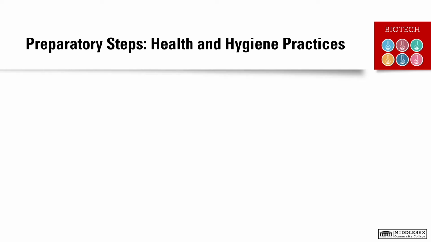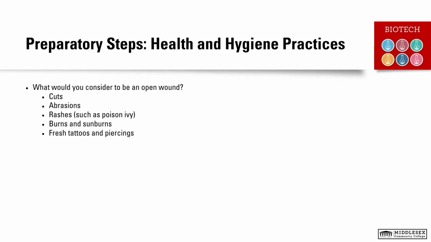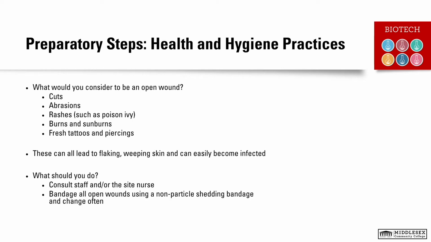What would you consider to be an open wound? Cuts, abrasions, rashes such as poison ivy, burns and sunburns, fresh tattoos, and piercings. These can all lead to flaking, weeping skin, and can easily become infected. What should you do? Consult staff and/or the site nurse. Bandage all open wounds using non-particle shedding bandages and change bandages often.